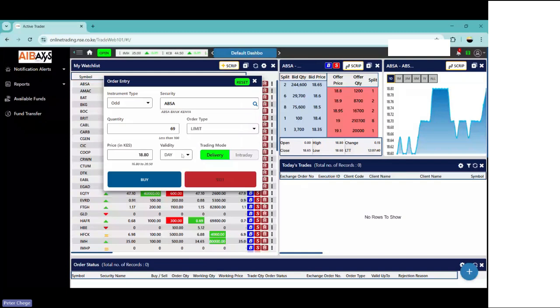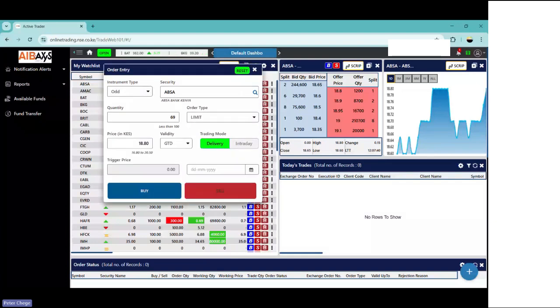Then validity is the number of days you want to put your order. Day is a day order. That is, it will expire at the end of the day if it is not executed. GTD is good till date. So you are putting your order, then you give it some number of days, up to 7 days. So the order will keep on being refreshed every day if your price is not the current trading price.